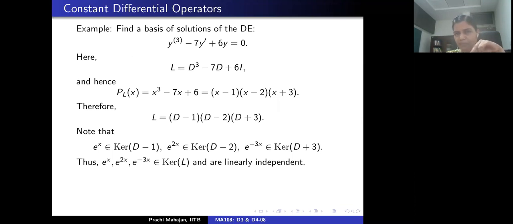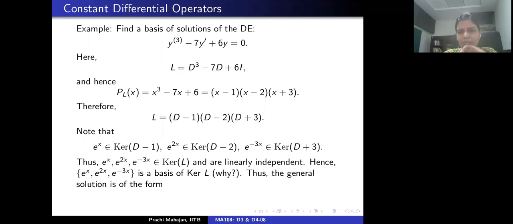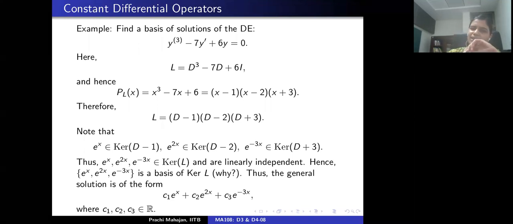Now each of these functions, e to power x, e to power 2x, and e to power minus 3x, is in the kernel of L by what we just discussed, right? And luckily, they are all linearly independent, right? And what does the dimension theorem tell us? The dimension theorem tells us that the solution set of this third order linear homogeneous differential equation with constant coefficients will be a vector space of dimension 3. And we have been able to find 3 linearly independent solutions. So we are quite done. So this is indeed a basis of the kernel of L. And that would imply that the general solution is given as a linear combination of the basis elements. And we are quite done. Is that okay?